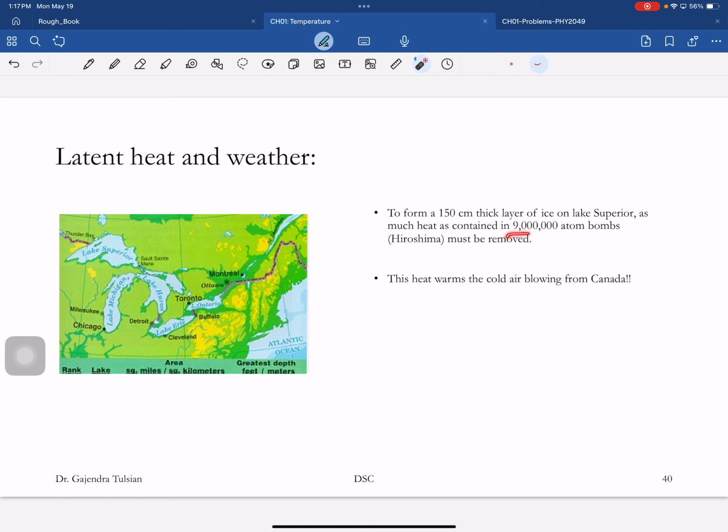So, to make that much ice, you would need to remove heat as much as contained in 10 million atom bombs. The kind that were dropped in Hiroshima. You have to remove that much heat. And then what do you do 4 months later? You put it back. You melt all that up. So that cold air coming, these guys are happy about that, as the lake freezes. All that heat from the lake warms that air, and these guys are happy about that warmer air.